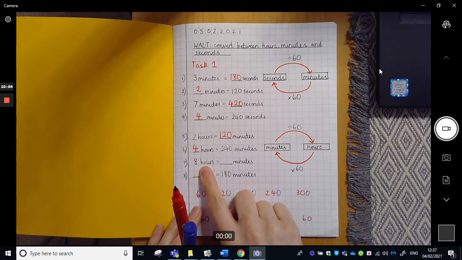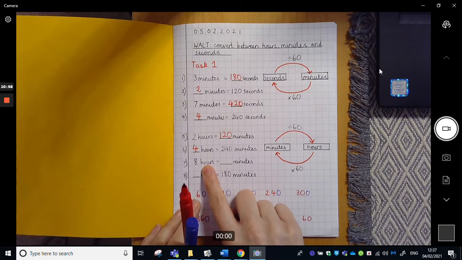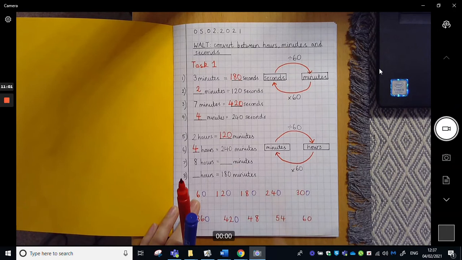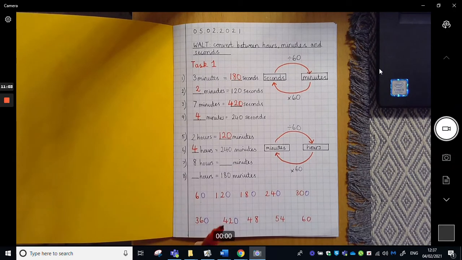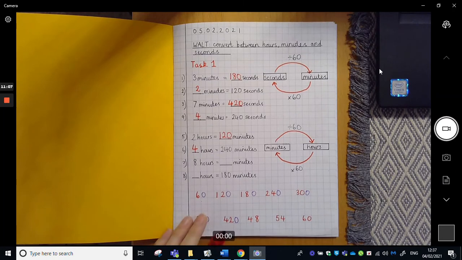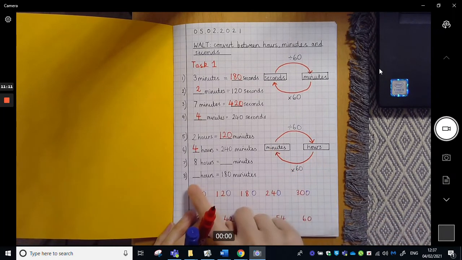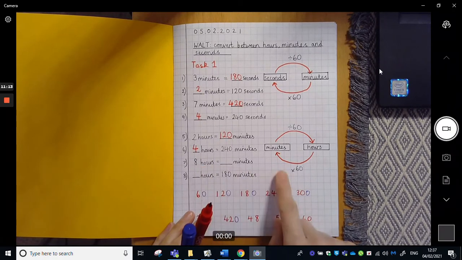So this time, I want you to think, what calculation do I need to know? I'm going from hours to minutes. So use the diagram. What calculation am I going to be doing? Okay, hopefully you've recognised I'm going from hours to minutes. So it should be multiply by 60. So my calculation is 8 times 60.